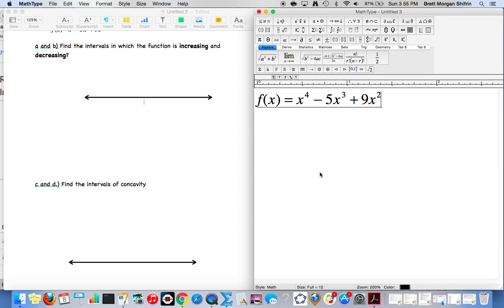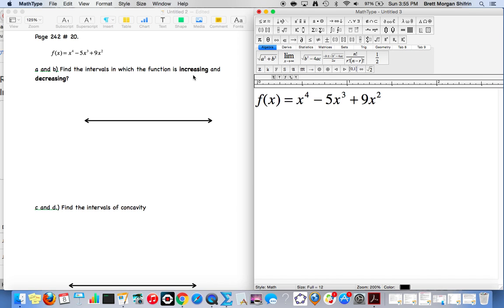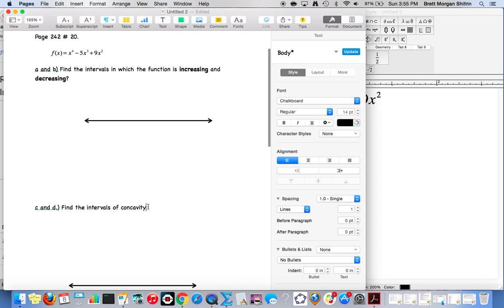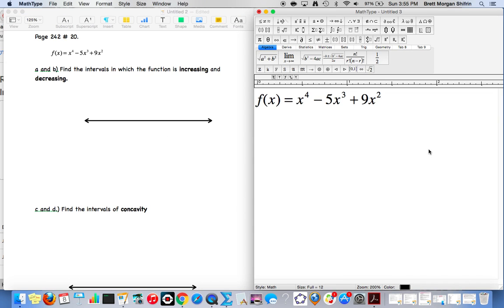4.1, analysis of functions, part 1. We're going to focus on increasing, decreasing, and concavity. Okay, so we want to know when it's increasing, decreasing.